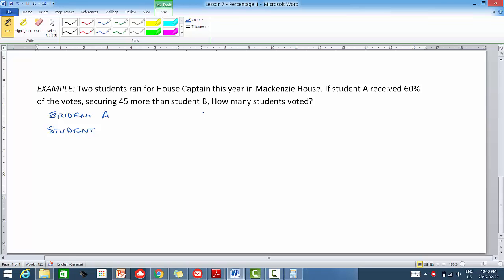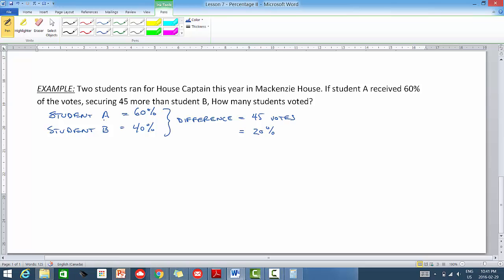So let's try to squeeze out as much information as we can. Student A got 60% of the vote. Student B, well, I think you can guess that he got 40% of the vote if he got the rest of them, assuming everybody voted and there was no voided tickets. What the question is also saying is that the difference is equal to 45 votes, meaning student A won by 45 more votes than student B. So that difference also is represented by 20%. The difference between them is 20%.